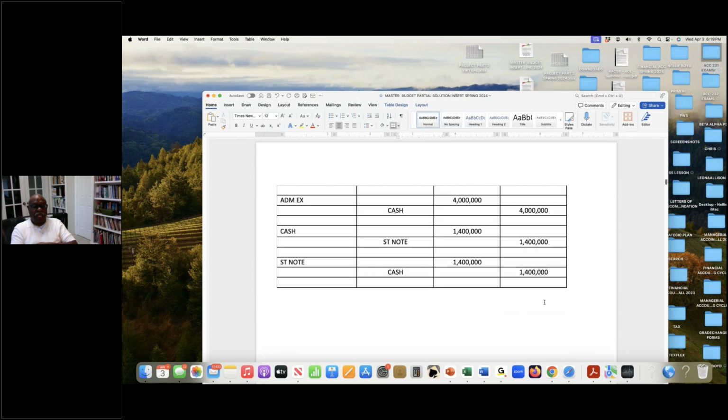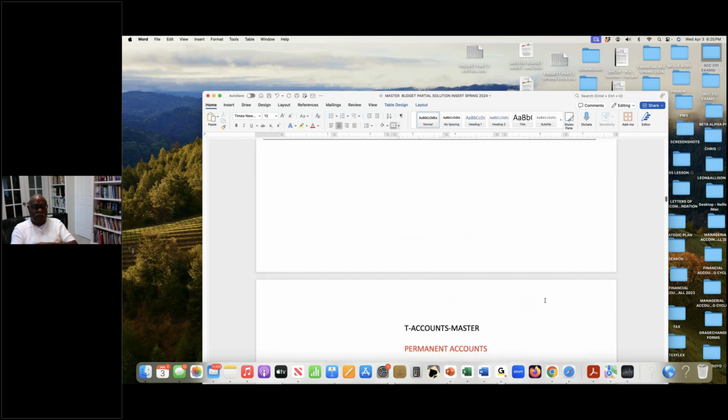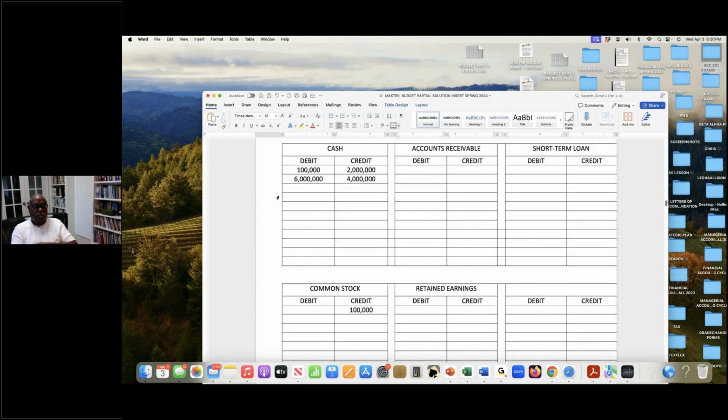So now we're going to have to post this entry. So when 1,400,000 came in, we debited cash for 1,400,000. We credited the short-term loan for 1,400,000. Then we paid it back. We credit cash for 1,400,000. And we debit the short-term loan for 1,400,000.